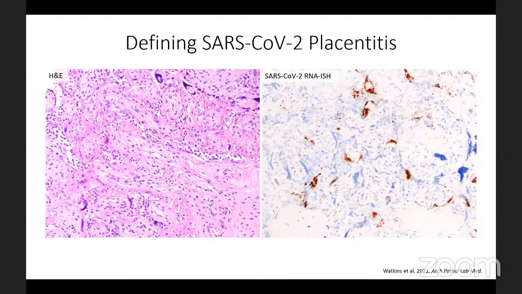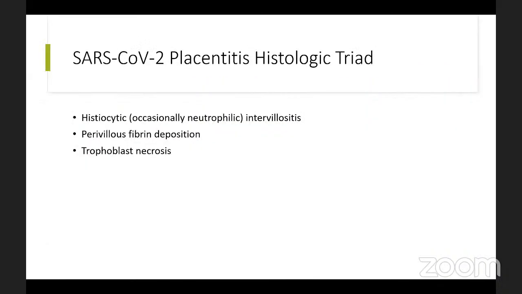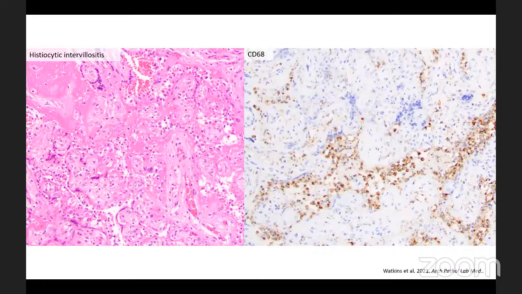And then in our study, we started to find very characteristic features under the microscope, but we also only included cases that showed positivity for SARS-CoV-2 RNA in situ hybridization, proving that there was actually direct infection of the placenta by coronavirus. And the specific histologic triad that we came up with was the presence of histiocytic, occasionally neutrophilic intervillositis, perivillous fibrin deposition, and trophoblast necrosis. So first, let's examine histiocytic intervillositis.